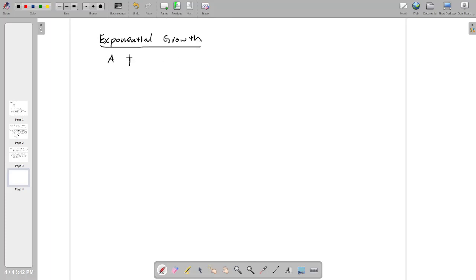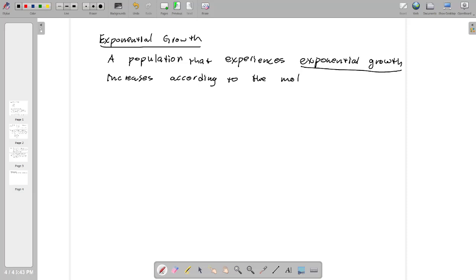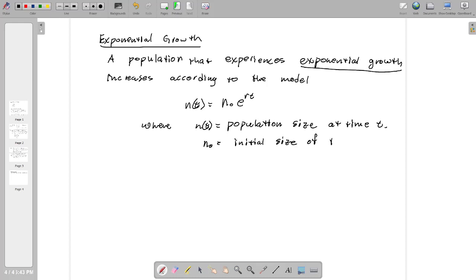Exponential growth. A population that experiences exponential growth increases according to the model N of t is equal to N sub 0 e to the rt, where N of t is the population size at time t, N sub 0 is the initial size of the population, r is the relative rate of growth, and t is time. So let's go ahead and do an example of this.